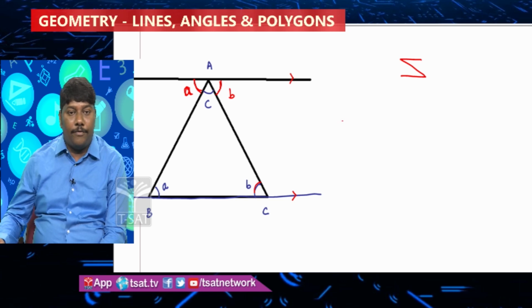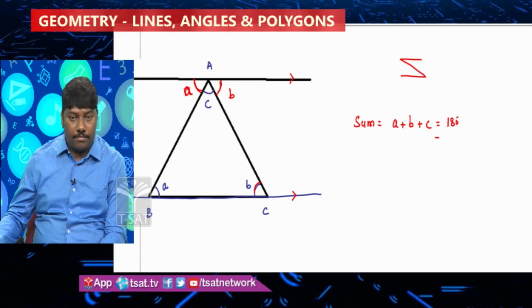Therefore, what is the sum of interior angles? Sum is equal to angle A plus angle B plus angle C. So therefore, angles in a triangle is equal to 180 degrees because it forms a straight line. See here, it is forming a straight line. Therefore, angle A plus B plus C is equal to 180 degrees here.